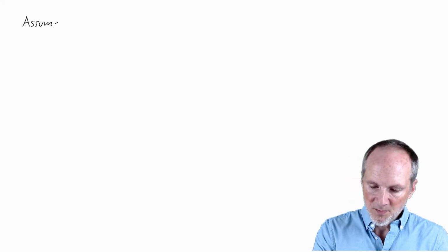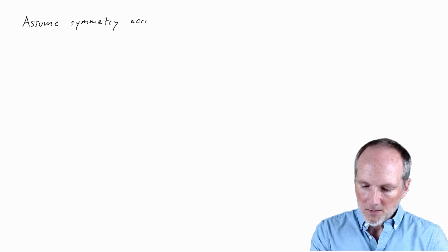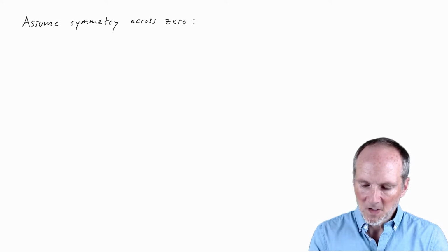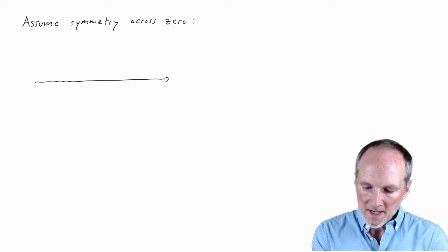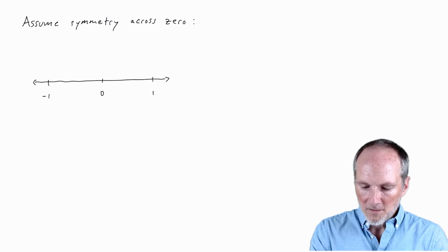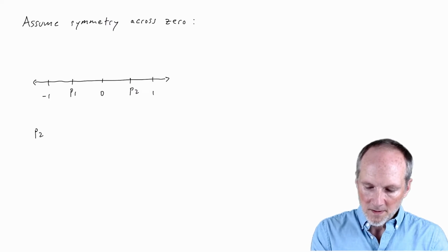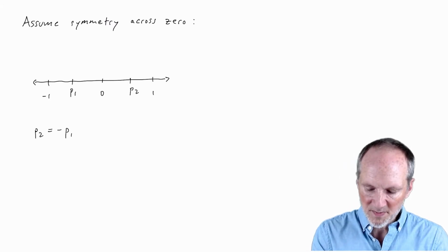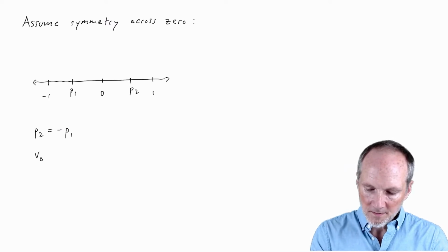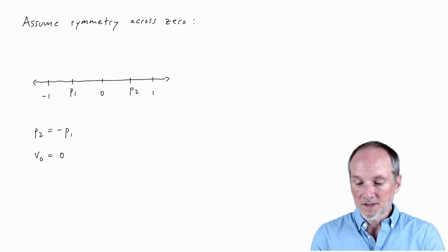Okay, and I'm not going to be super formal about this, but it's symmetry across 0. So what I mean by that is, we have our policy space, and here's 0. We have our first politician with ideal point P1. I'm going to locate politician 2 so that their ideal point is just exactly symmetric to politician 1. So it's going to be -1 times P1. I'm going to assume that the structural ideal point of the voter is just 0.